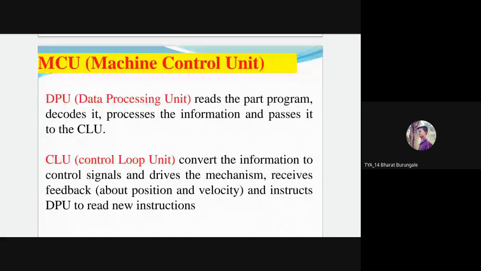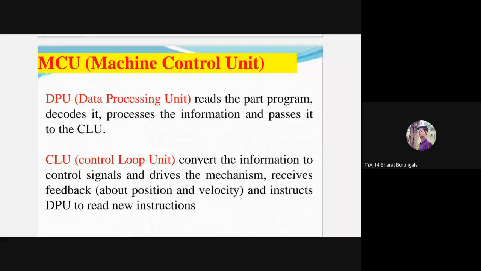What is CLU? CLU converts the information to control signals and drives the mechanism, receives feedback about position and velocity, and instructs the DPU to read a new instruction. Whatever the instruction from the DPU, the CLU will pass that instruction to the machine. After that, it will also take feedback from that machine, whatever the end machine or process equipment: a CNC drilling machine may be there, a finishing machine will be there. Providing data to the machine and taking feedback is the function of the CLU, the control loop unit. This is the overall function of the MCU, the machine control unit.